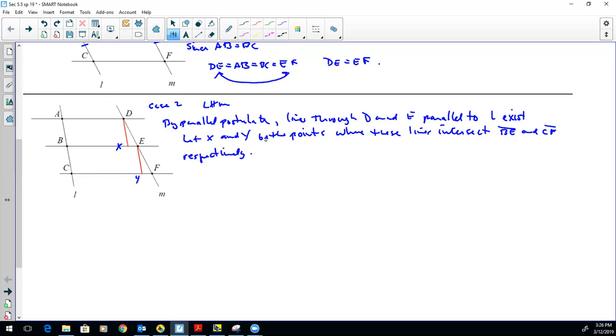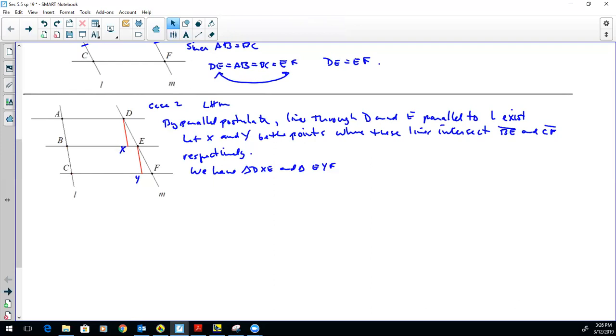Okay. So in the process, what I've done is I've formed some little triangles over here. We have triangle DXE and triangle EYF. What I'm going to do is to show that those two triangles are congruent.